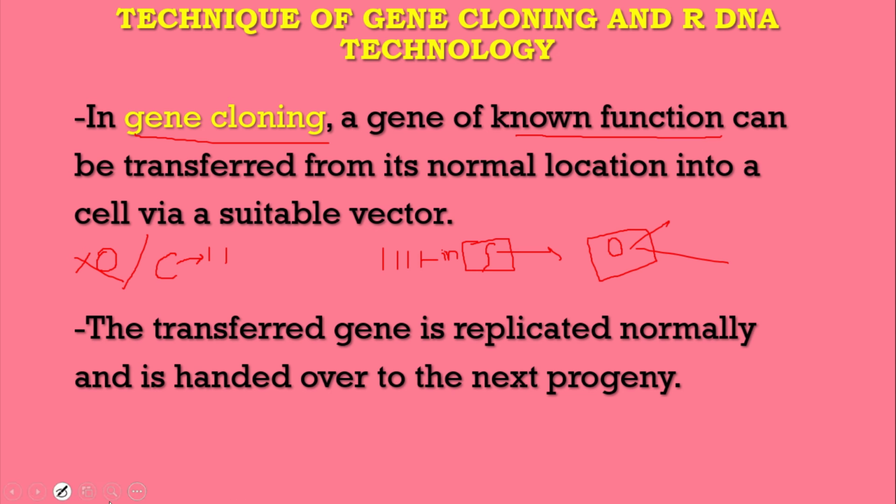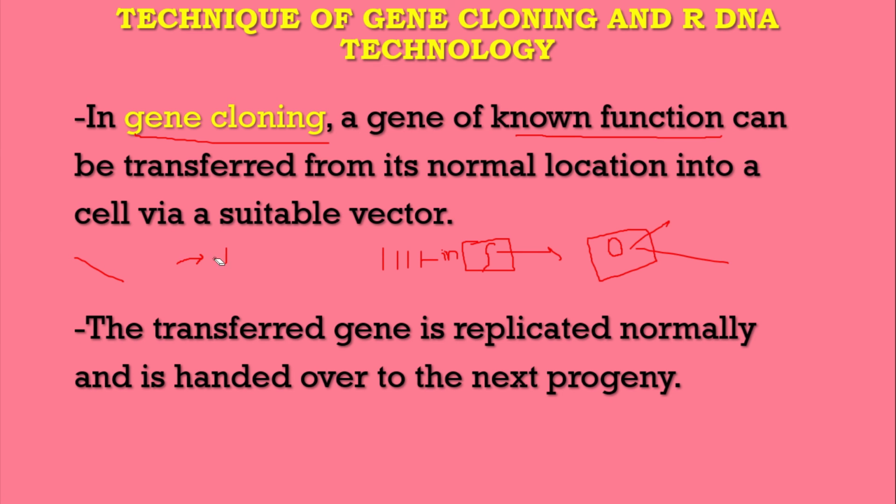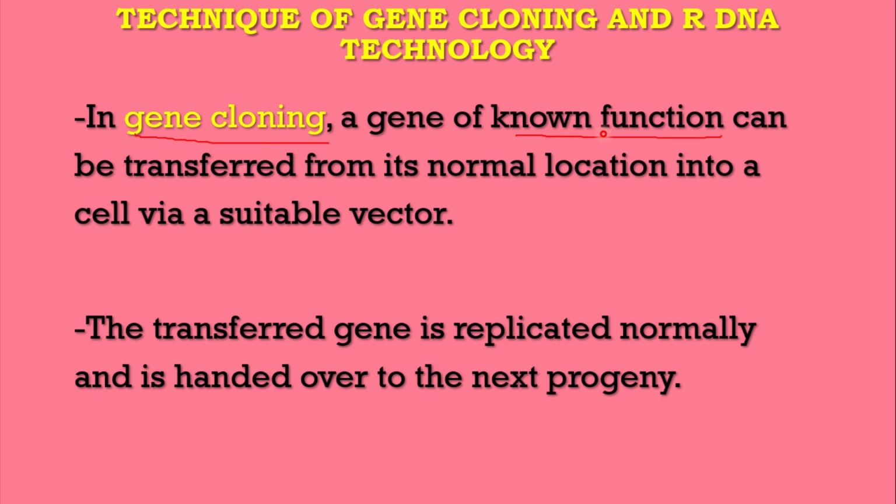Again I'm repeating, what is gene cloning? Gene cloning is nothing but preparing many copies of the desired gene. What exactly is happening here? In gene cloning, a gene of known function, meaning a particular segment of DNA whose function we know, is taken. Suppose that gene produces insulin; that gene is transferred into a new organism.